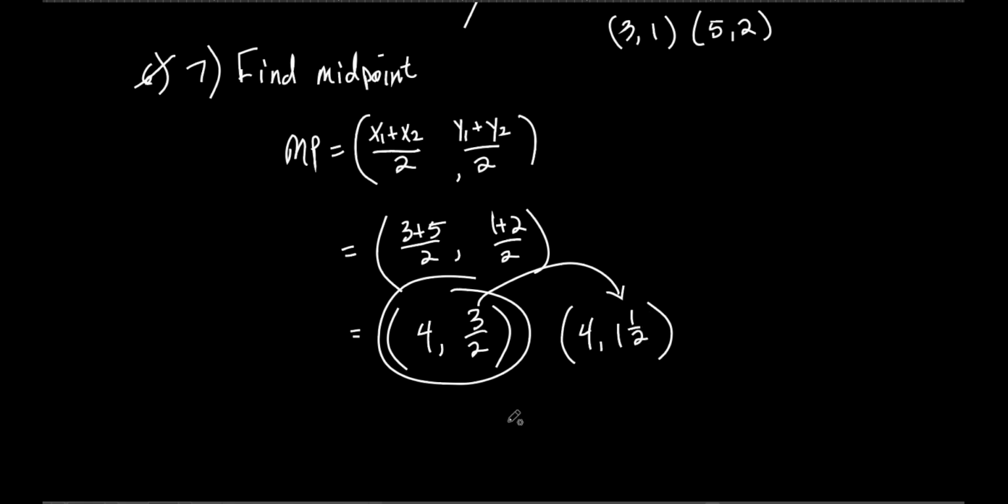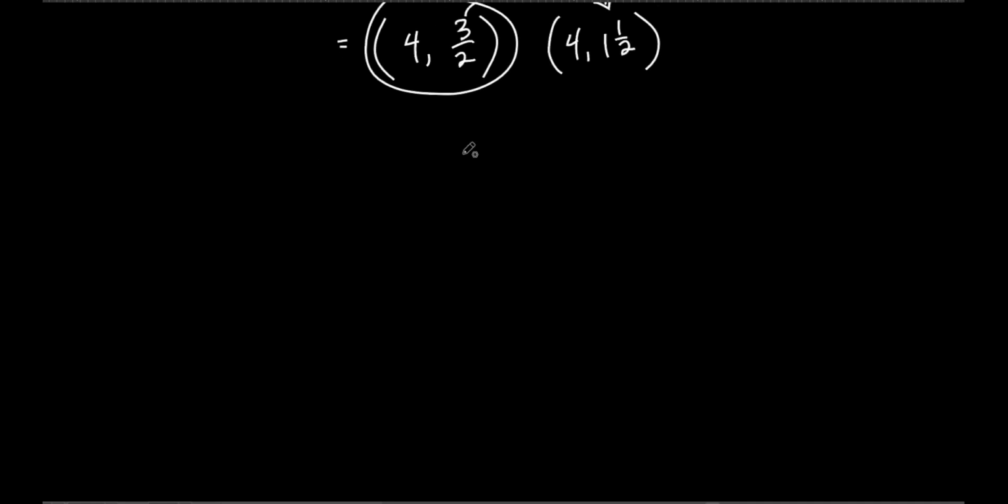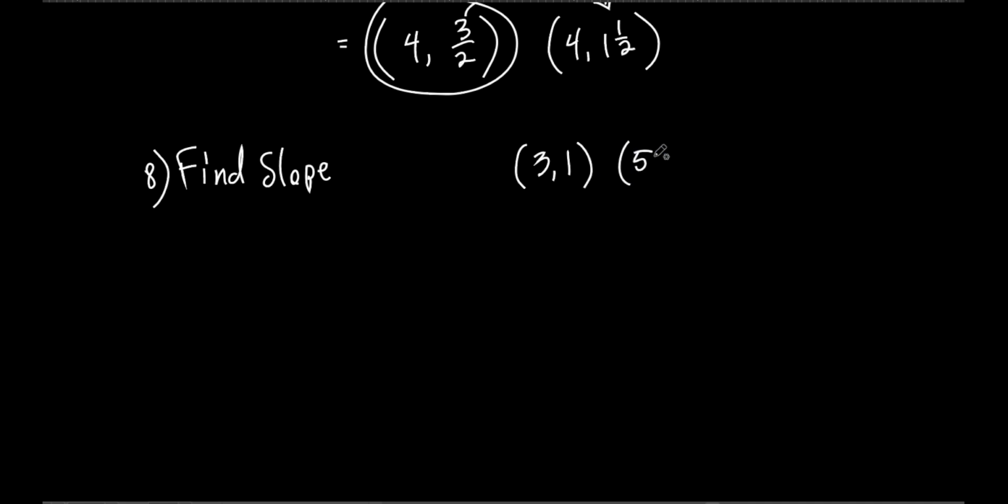All right, almost done. Number 8 is what? Find the slope. And they give you 2 different numbers. Let's just use the same numbers. I don't even know what we use. What do we use? 3, 1, and then what? 5, 2. All right, let's just use the same numbers. So we got to find the slope. So you got to know the formula. You got to know distance formula. You got to know the midpoint formula, and you got to know how to find the slope.